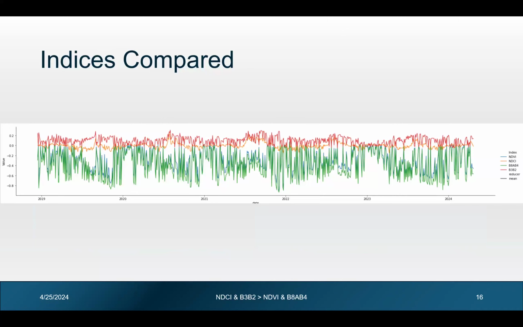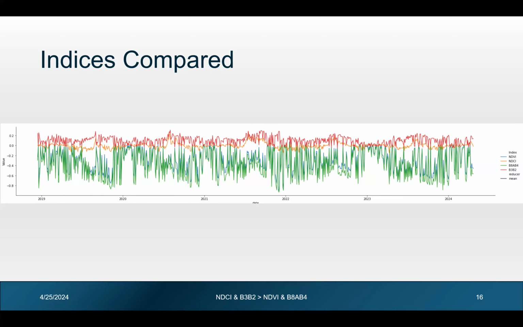And then comparing all indices together, as previously stated, you have a pretty decent line where B3, B2 and NDCI are getting some hits and working pretty well, and then your NDVI and your B84 are getting really bad hits consistently. One thing is that the B3, B2 varies a bit more in its hits, and it's a bit higher at times.